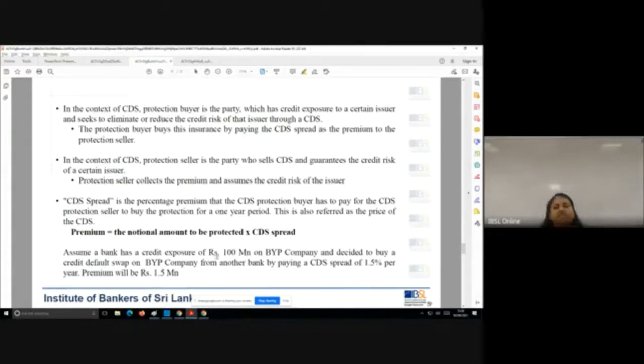So in the case of a CDS, protection buyer is the investor. He or she is the one who's exposed to a credit risk. Okay, and they want to get themselves protected by this. So they buy a CDS and transfer the credit risk to the CDS seller. When they transfer the credit risk, annually they have to make a CDS spread premium payment. It's like an insurance premium.